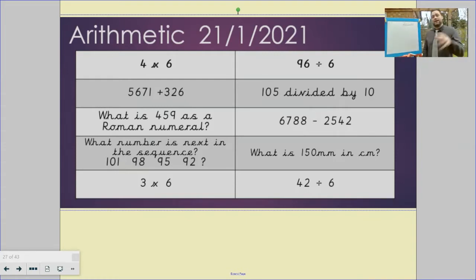Pause the video. Give yourself no longer than about 10 minutes to answer these questions. There are 10 questions. You shouldn't really spend more than a minute on each question. Some questions may take you longer than others. Some questions may only take a couple of seconds to answer. So just do the best that you can, please, with these questions. Pause the video.